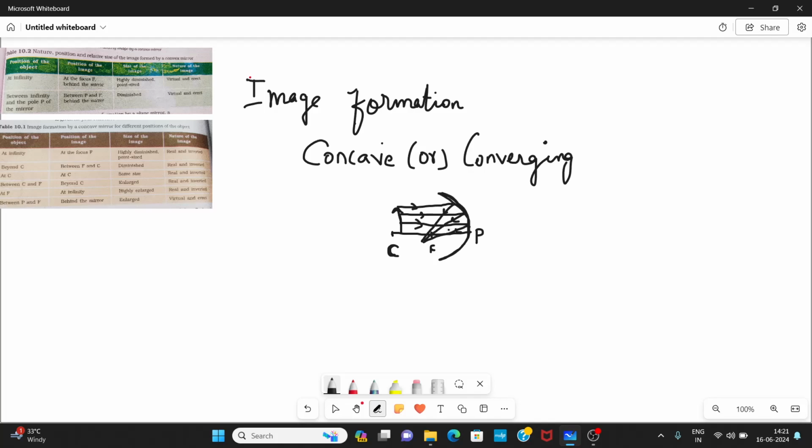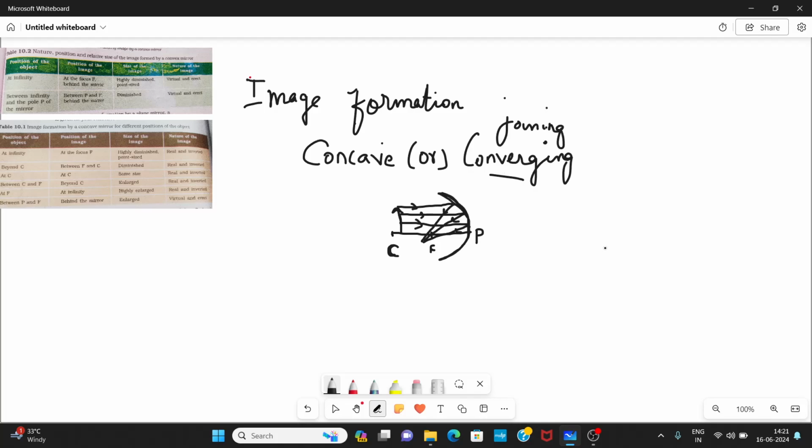So all the rays are getting converged. Converge is nothing but the reflected rays getting concentrated at one point, or joining at some point. So converging is nothing but joining.